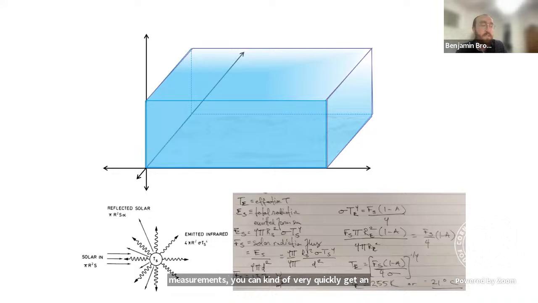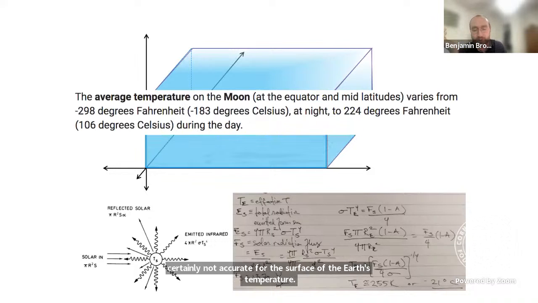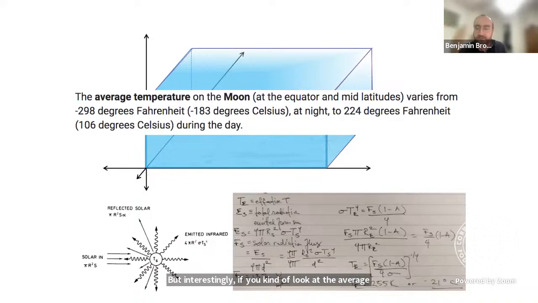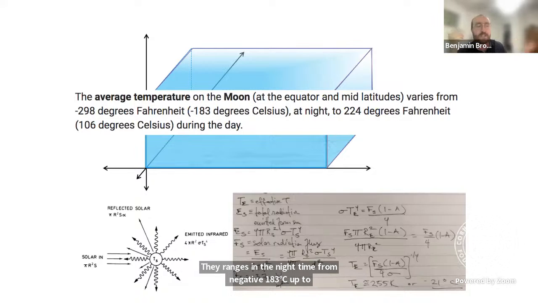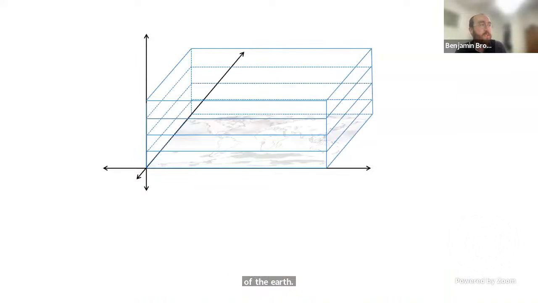In this particular example, you run the equations and you get negative 21 degrees Celsius, which is certainly not accurate for the Earth's surface temperature. But interestingly, if you look at the average surface temperature of the moon, which isn't really all that great because there's no atmosphere, it ranges from negative 183 degrees Celsius at night up to 106 degrees Celsius during the day. If you squint and average those, you can get about negative 21 degrees Celsius. So it's a good representation of what a rock in space roughly at the location of the Earth would be. So great, a zero box model, you can do it pretty quick and get an easy idea of what's happening.